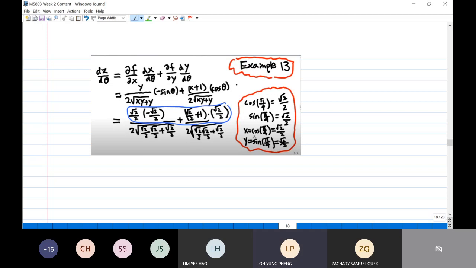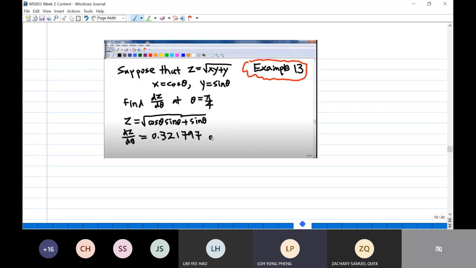I'm not interested in actually working out the answer. I'm showing you that the calculator shows the answer straight away. So this is the answer.